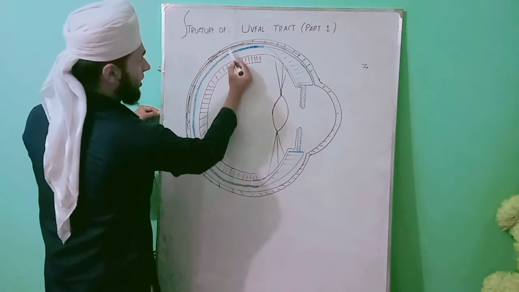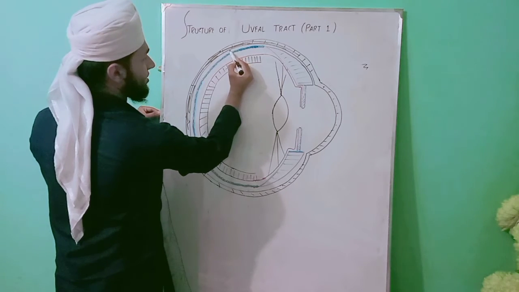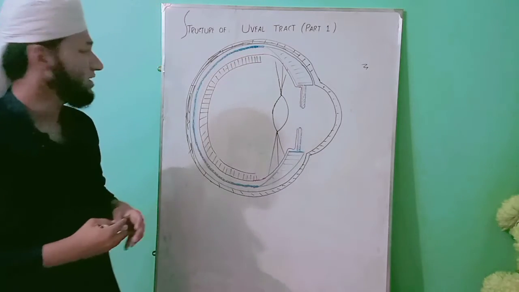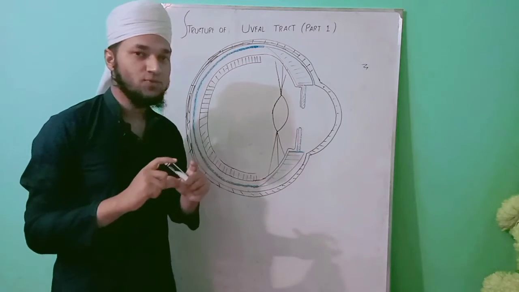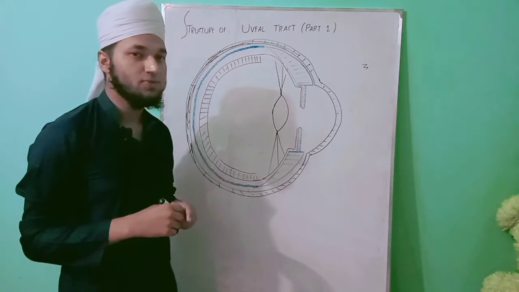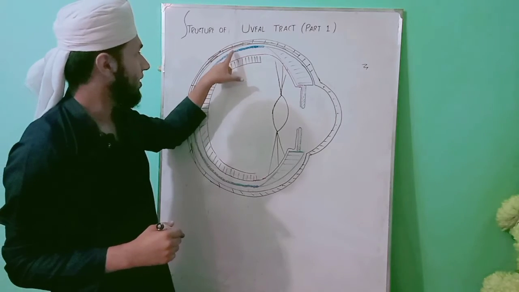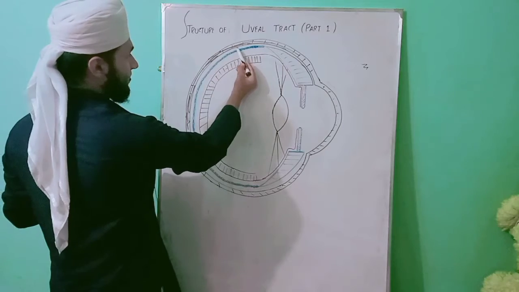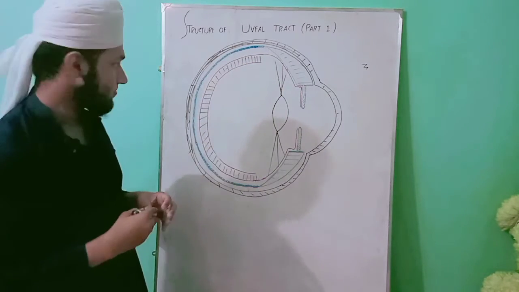This is our choroid and this is sclera. It is separated from the sclera by a potential space known as perichoroidal space. When we say it is a potential space, what does this mean? It means it is not a true space, but due to some pathology or other causes, a space can be created between choroid and the sclera. That is why it is a potential space.